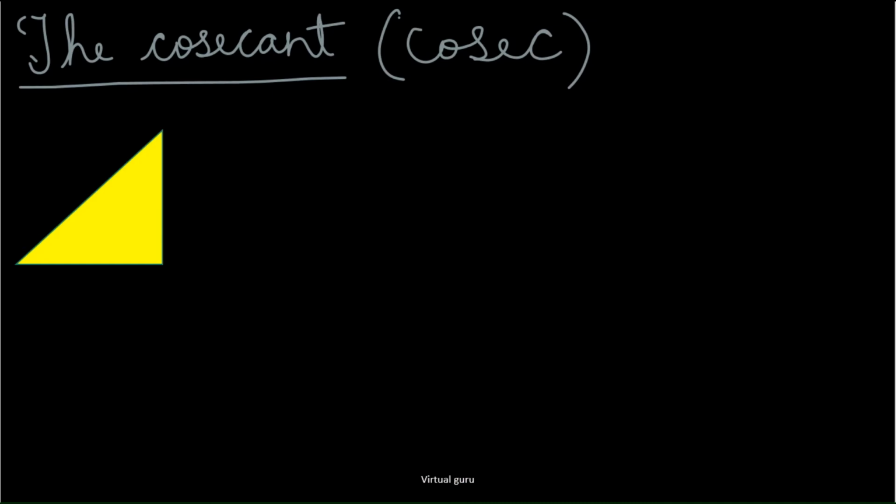So let's proceed. And the first ratio is the cosecant. I'm going to take the same example, B, A, and C, and the relative angle is A. The cosecant, also written cosec, is the reciprocal of sine. It is the ratio of the hypotenuse to the side opposite a given angle in a right angle triangle.